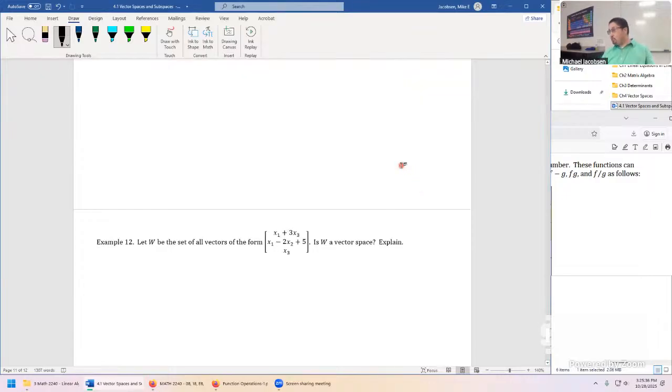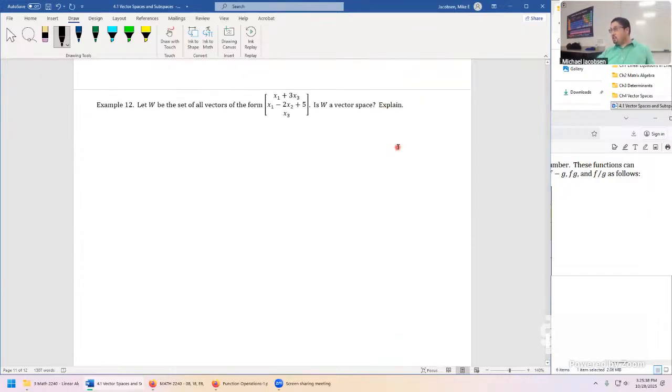Same question for this set here. W is a set of all vectors of the form x1 plus 3x3, x1 minus 2x2 plus 5. That one is an odd one out. And that's a problem in a lot of things. This would be an issue for trying to find a linear transformation. We found that this would mean there's a problem mapping with a zero vector. We can automatically say it's nonlinear because of that plus 5. On the third row, the x3 is not a problem.